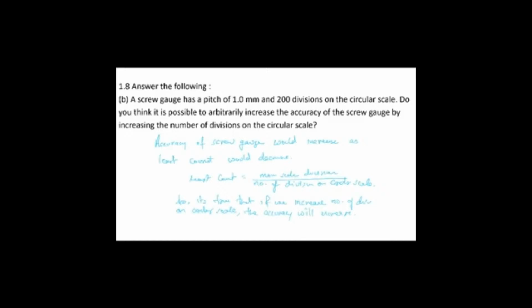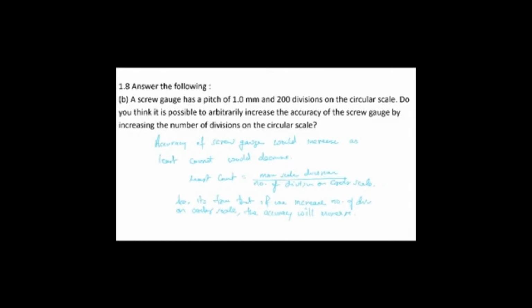We all know that as we decrease the least count of the screw gauge, the accuracy of it would increase. The least count is given by the main scale division, and in the case of this screw gauge, it is 1 millimeter divided by the total number of divisions on the circular scale. So if we increase the number of divisions on the circular scale, then the least count will decrease. So up to a certain extent, the accuracy of the measuring instrument will increase as the least count decreases by increasing the number of divisions on the circular scale.